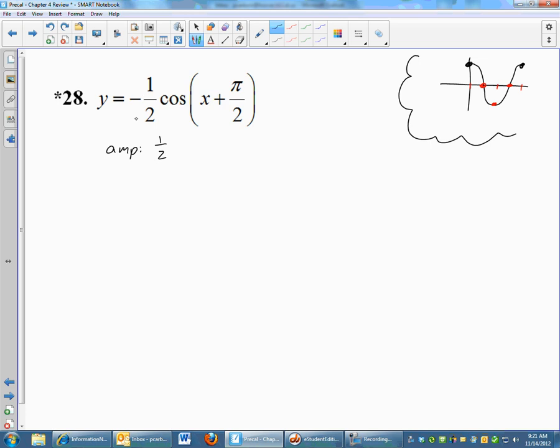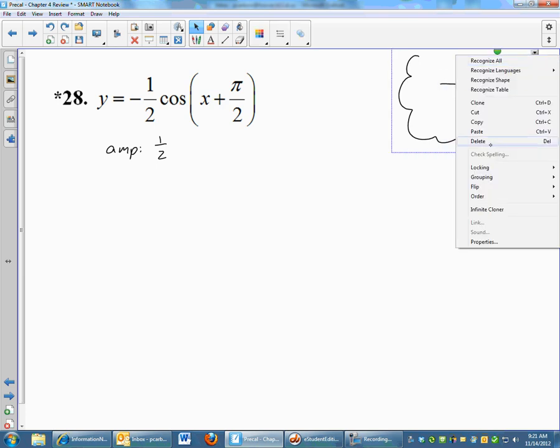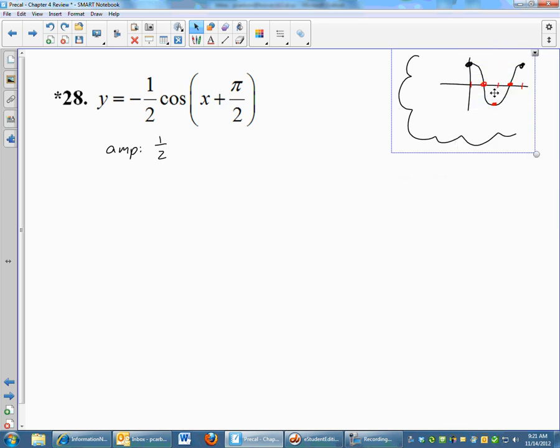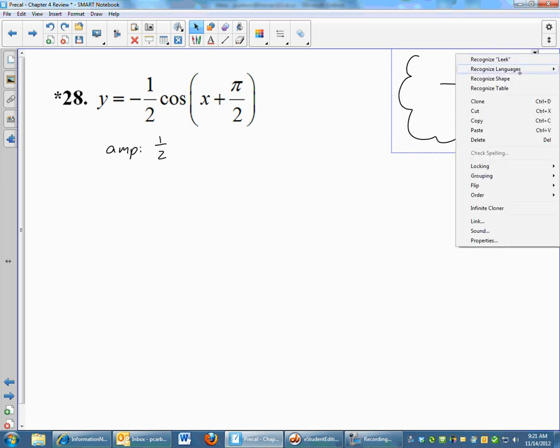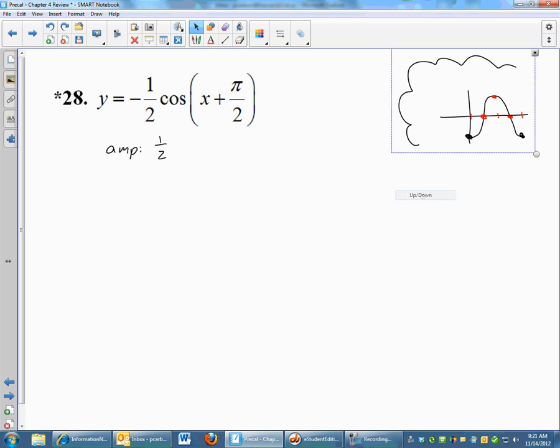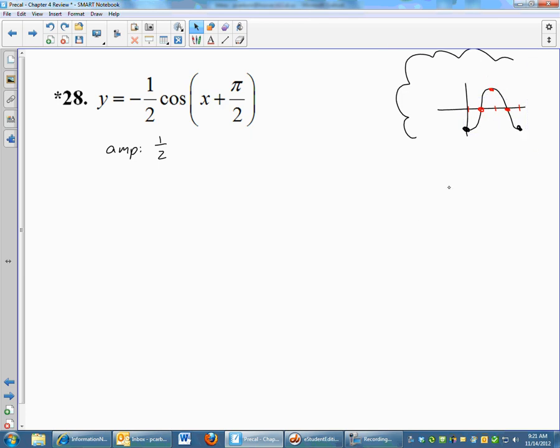But what that negative actually means is, is this graph just one big thing? Nope. Since my function is negative, I'm going to flip the graph upside down. So my cosine graph now, instead of starting up high, since it's a negative cosine, is going to be starting down low.